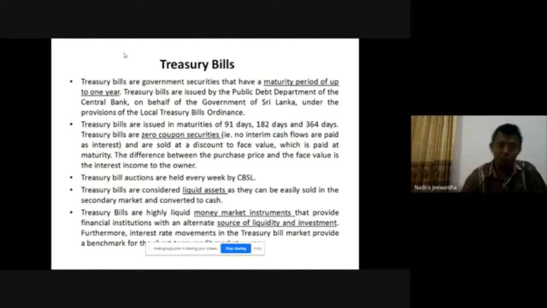Now see, foreigners also can invest in government securities, treasury bills. But generally we have seen foreign investments done in treasury bonds. Why? They need long-term investments. So why are foreigners reluctant to invest in government securities? One thing is they have better prospects in the US. The US government is also issuing treasury bills like this, any government in the world.